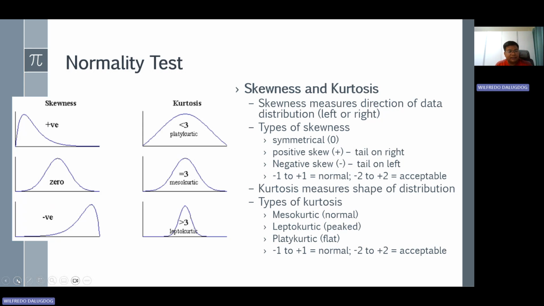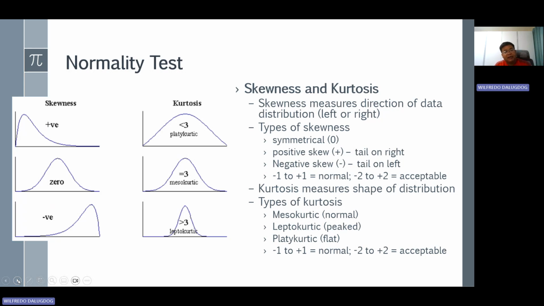For the kurtosis, if it is platykurtic, which is greater than 3, it is flat, and based on the interpretation value that is not normal. The mesokurtic, the second one, is equal to 3, and that is normal. If it is less than 3, it is leptokurtic, or peaked, as you can see in the illustration.